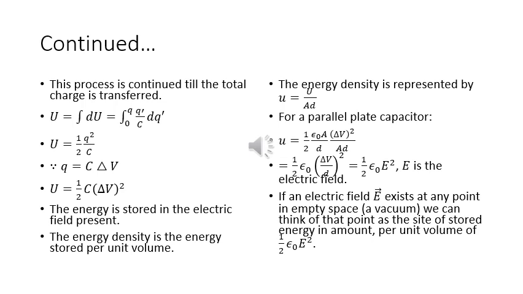Since delta V represents the potential difference which exists between the capacitor plates, and d its separation, delta V upon d represents the electric field which is present in the capacitor. If an electric field E exists at any point in empty space or a vacuum, we can think of that point as the site of stored energy in amount per unit volume of half epsilon naught E square.